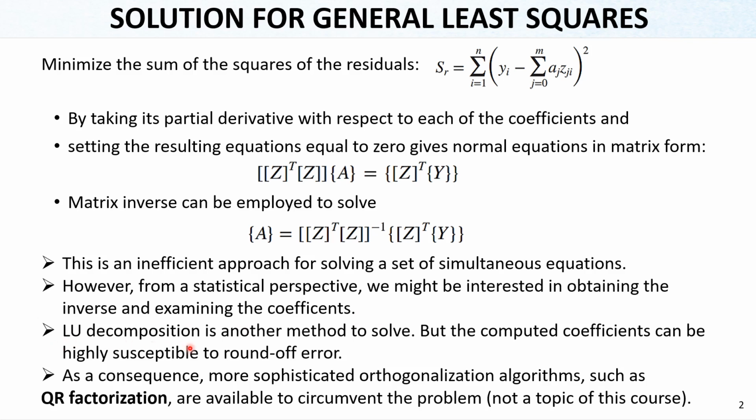And LU decomposition is another method to solve. We can use this as well, but the computed coefficients can be highly susceptible to round-off errors, so we have to be careful on that too. As a consequence, more sophisticated orthogonalization algorithms such as QR factorization are available to circumvent this problem. This is not a topic of this course, but you should know that there is such a solving procedure, QR factorization, for this generalized form of the least squares.